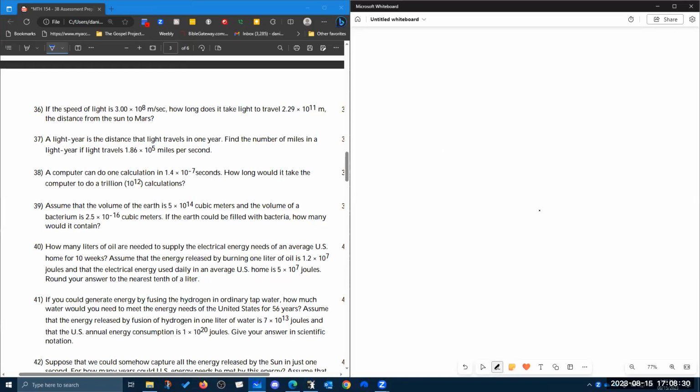A computer can do a calculation in 1.4 times 10 to the negative 7 seconds. How long would it take the computer to do a trillion calculations? So 10 to the 12th divided by 1.4 times 10 to the negative 7 is going to be times 10 to the 19th.